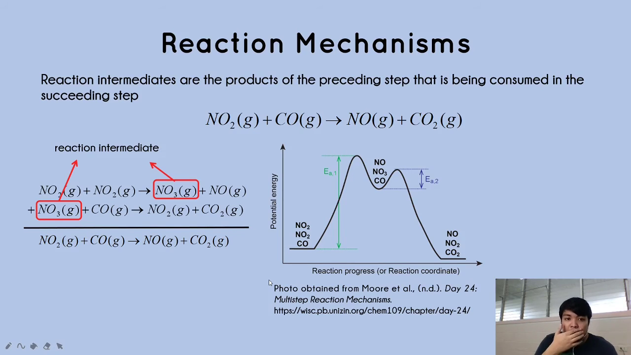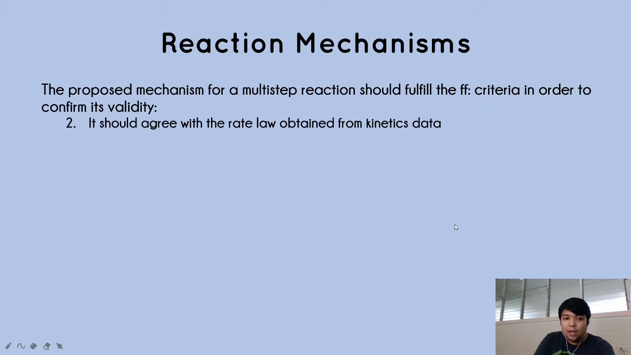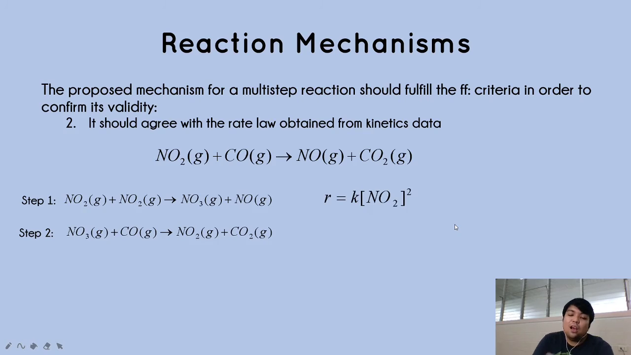Now, the reaction intermediate, as I've said earlier, is the product of the preceding step, which is also consumed in the next step of the reaction mechanism. So we have shown it here. I'll explain that later on. And also, it should agree with the rate law from the kinetic data. So the rate law for this reaction is this one.